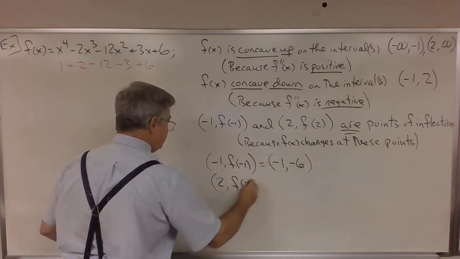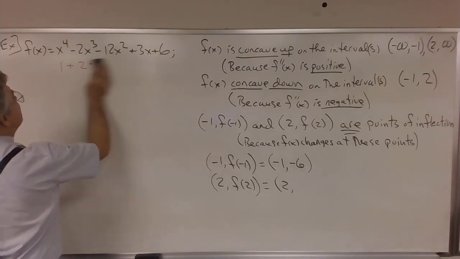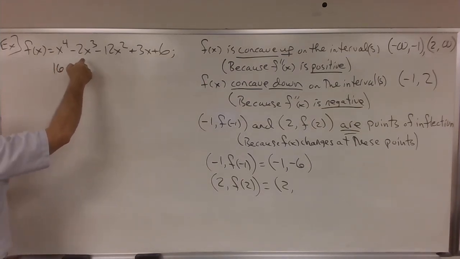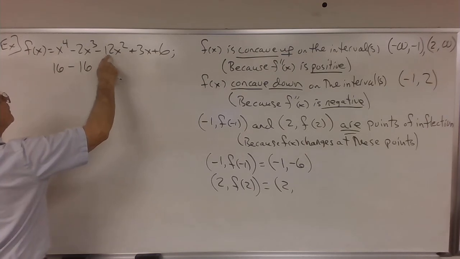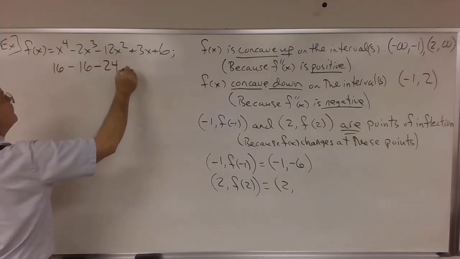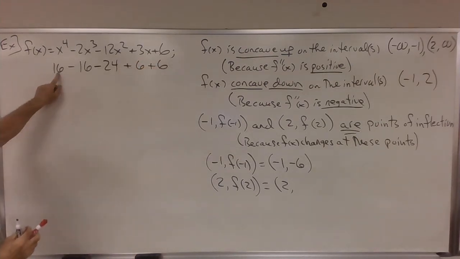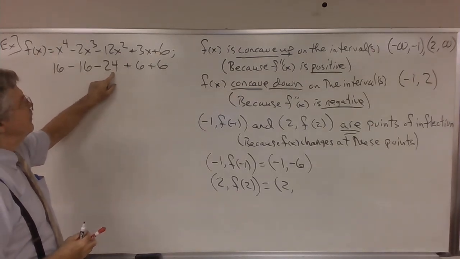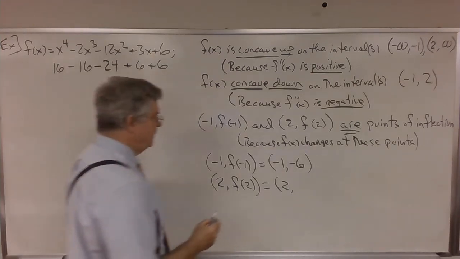And 2, f of 2. I need to get the y coordinate for that point too. Let's see, 2 to the 4th is 16. 2 cubed is 8, times negative 2 is negative 16. 2 squared is 4, times negative 12 is negative 48. 2 times 3 is 6, plus 6. So 16 minus 16 is 0. Minus 48 is minus 48. Plus 6 is minus 42. Plus 6 is minus 36.